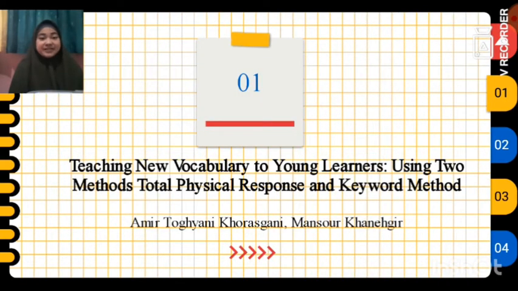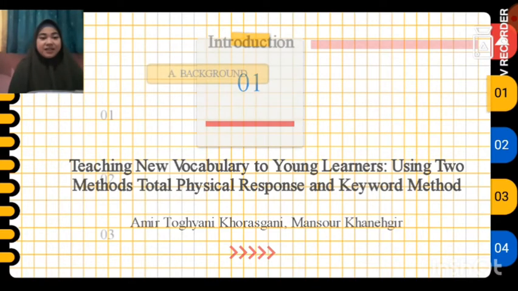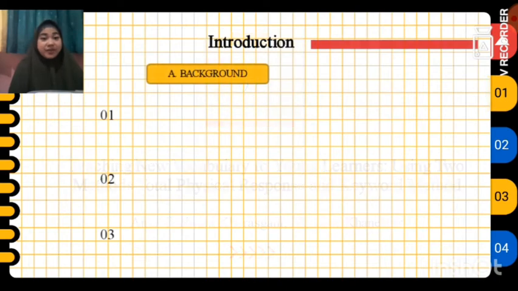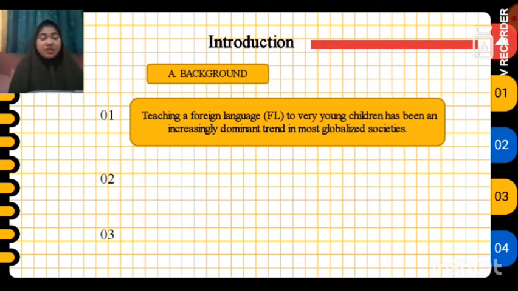For the journal, the title is Teaching New Vocabulary to Young Learners Using the Methods Total Physical Response and Keyword Methods. First, about the introduction. The first one is background.